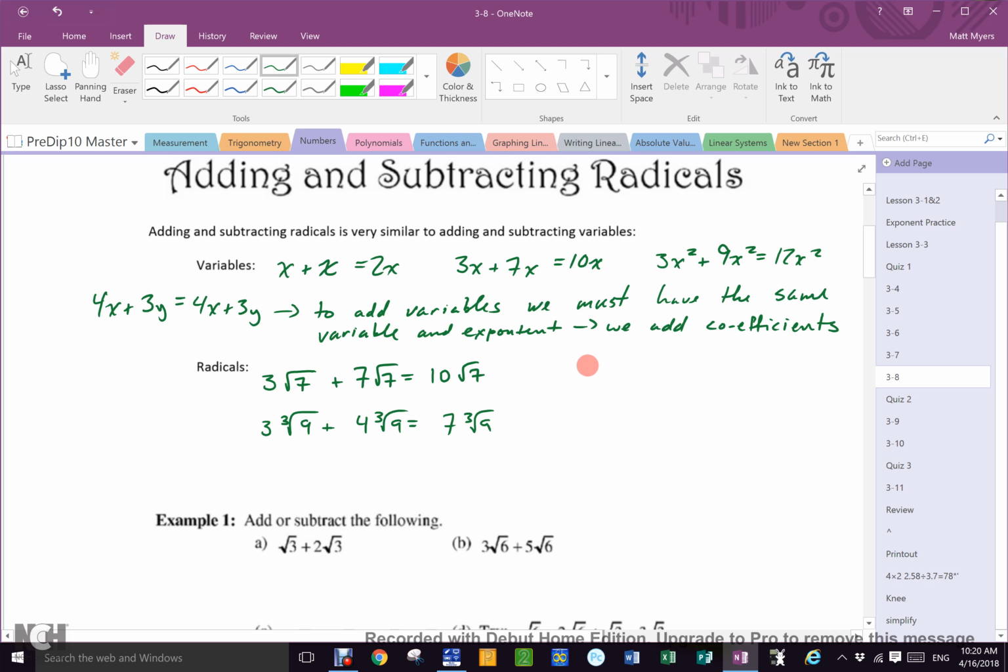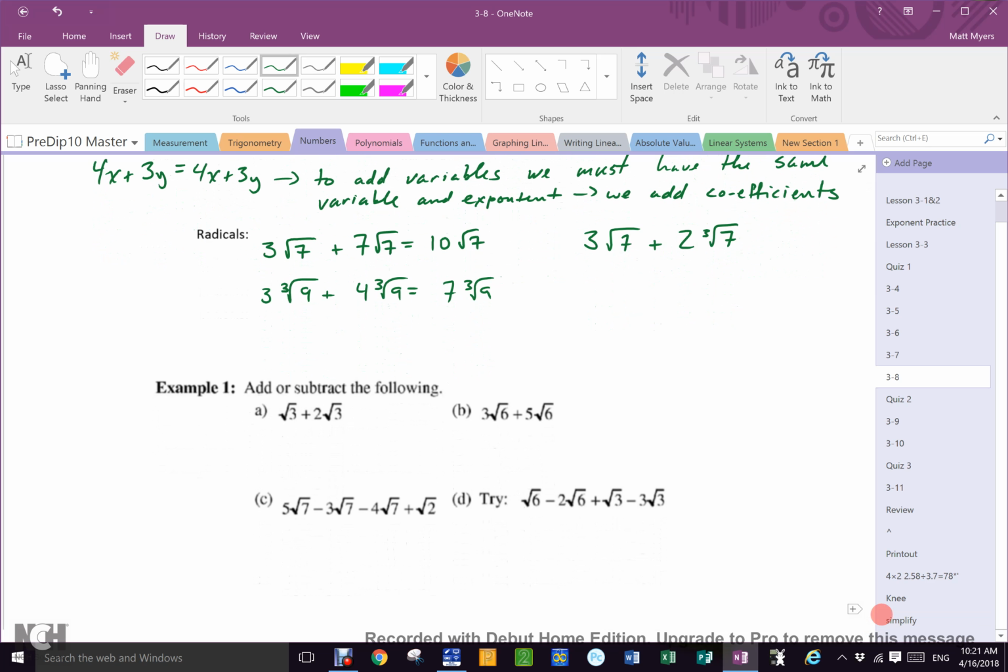What about this? 3 root 7 plus 2 cube root 7. That's already the simplest form. Can't do anything with it, can you? Why? Cube roots and square roots are not the same thing. Okay? Is everybody good? It's pretty easy. Let's start with some practice and see what happens.